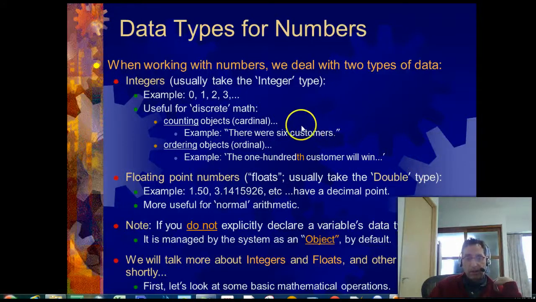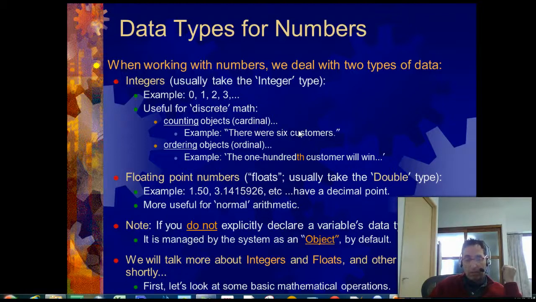Okay, data types. So we have integers, we have what are called floating point numbers, which just means decimal points, and so on. Integers usually take the integer type, so 0, 1, 2, 3, useful for discrete math, in other words, useful for counting things. If you want to count the number of customers, you might use a variable which is an integer, right? You wouldn't really need to use decimal points if you're talking about number of customers.